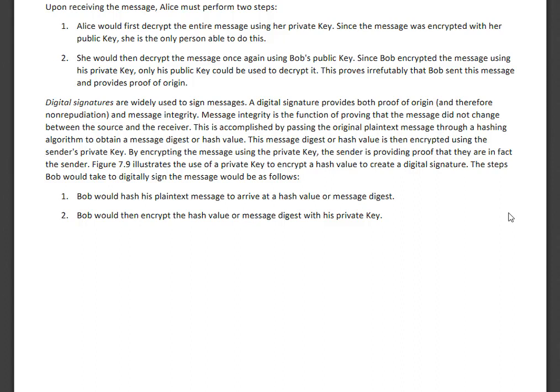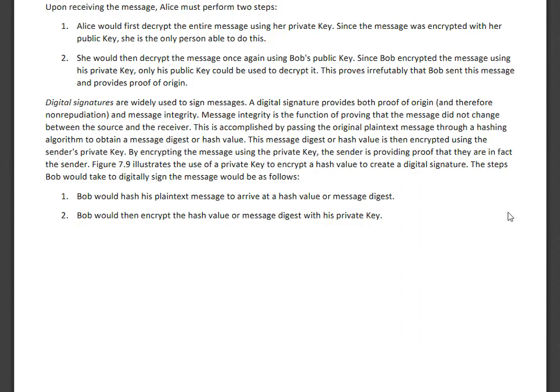It's accomplished by passing the original plain text message through a hashing algorithm, and this creates what we call a message digest or hash value. That is then encrypted using the sender's private key. By encrypting the message using the private key, the sender's providing the proof that they're in fact the sender. The hash that's been encrypted provides the fact that it hasn't changed.